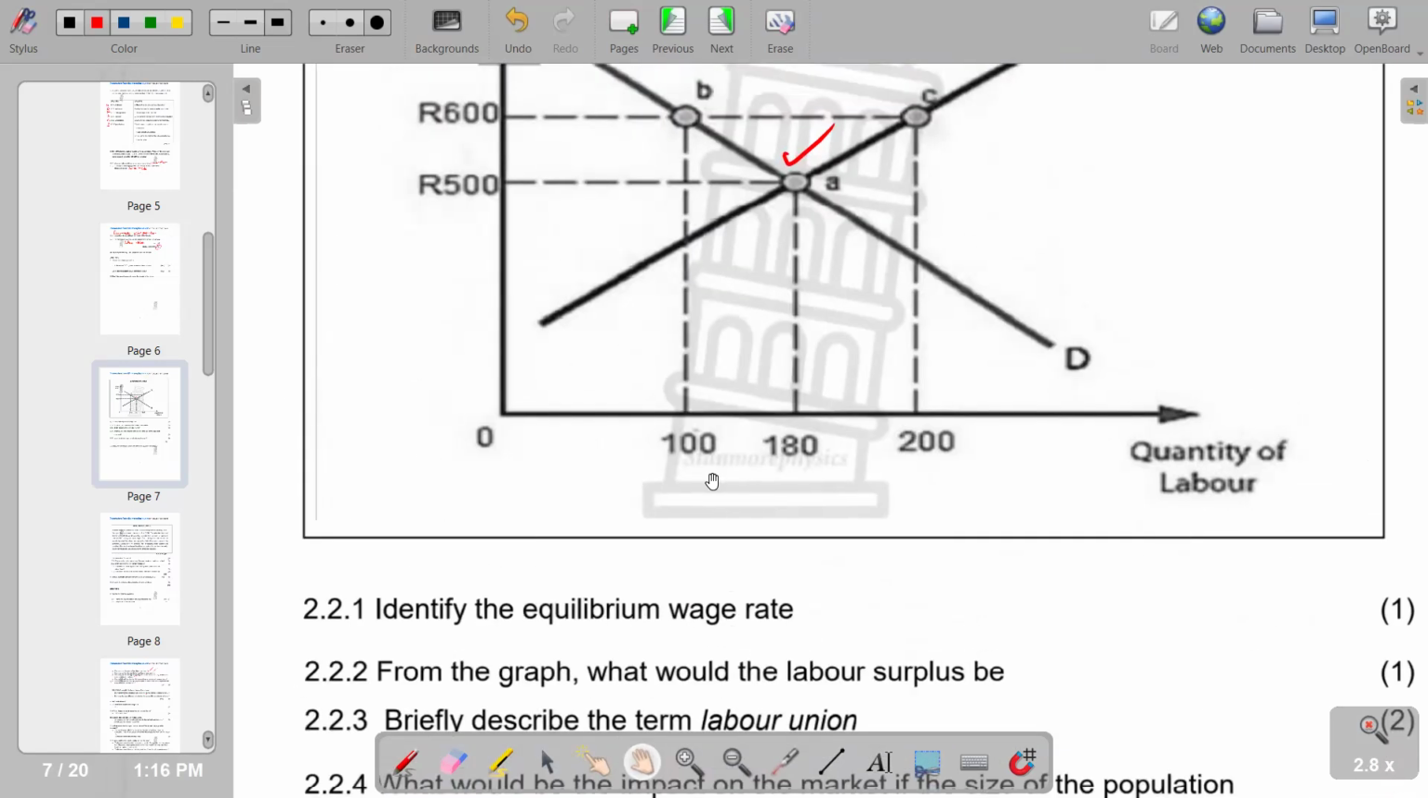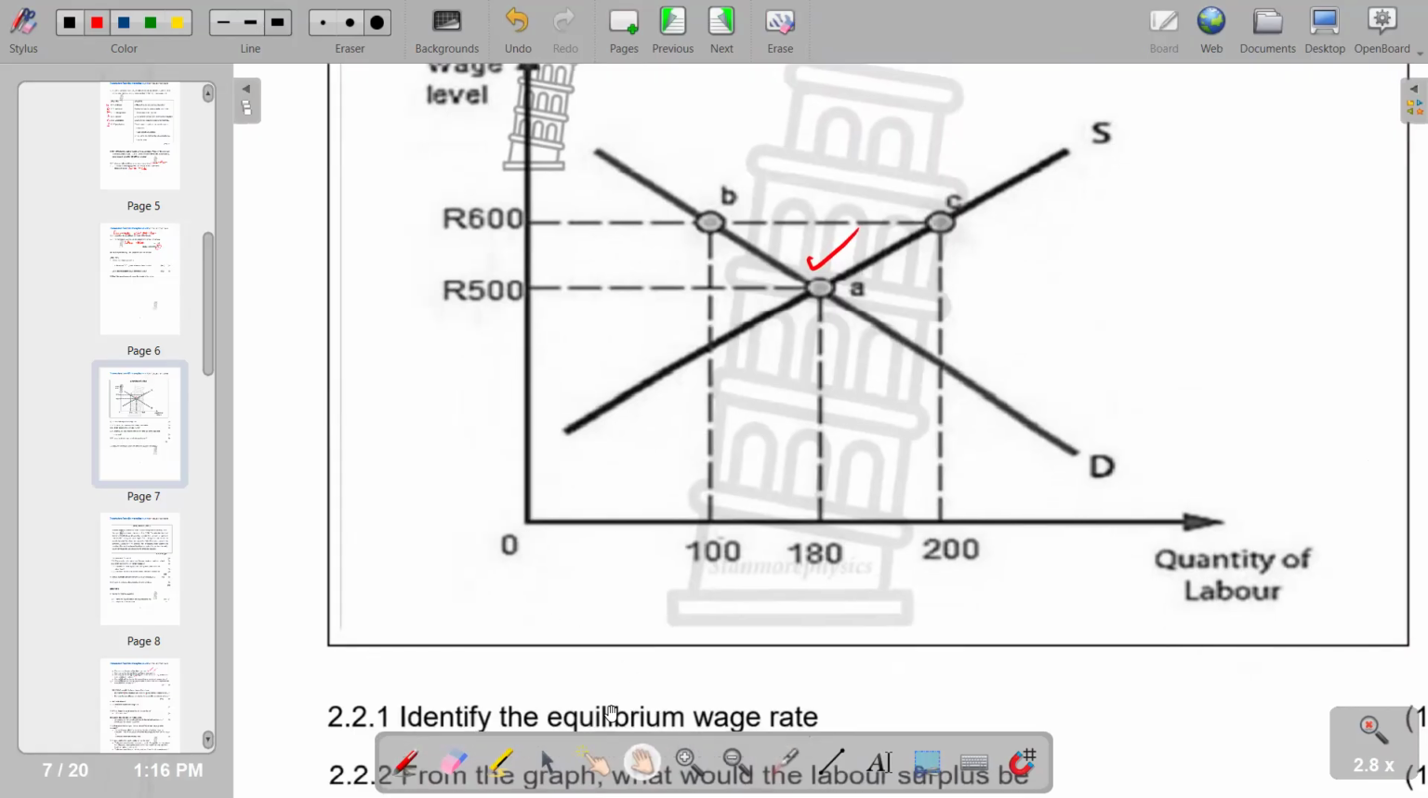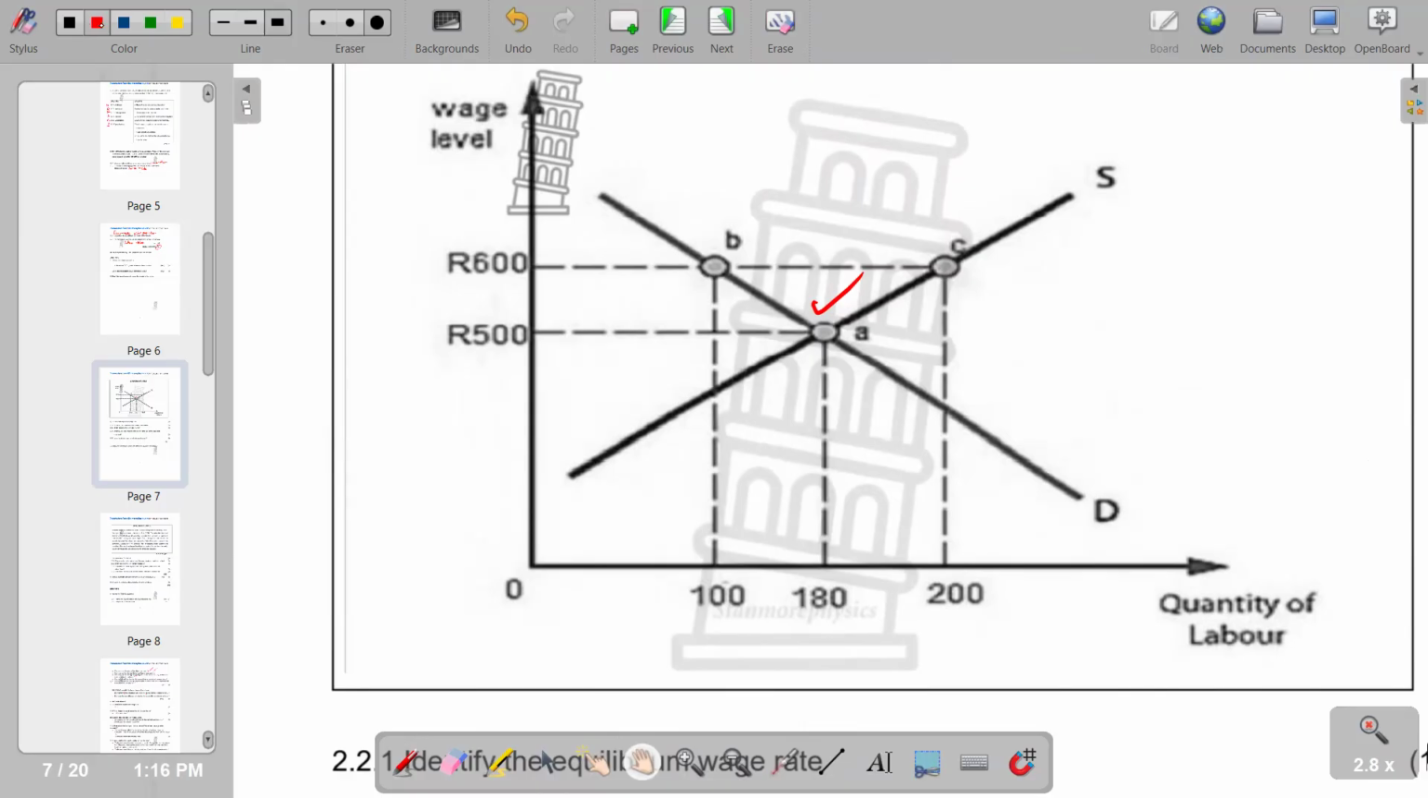So equilibrium wage rate basically is the intersection point of the supply of labor curve and the demand of labor curve. We've got the intersection at A. The question wants the equilibrium wage rate, and we have wage rate on the vertical axis. So this 500 rands becomes the equilibrium wage rate.